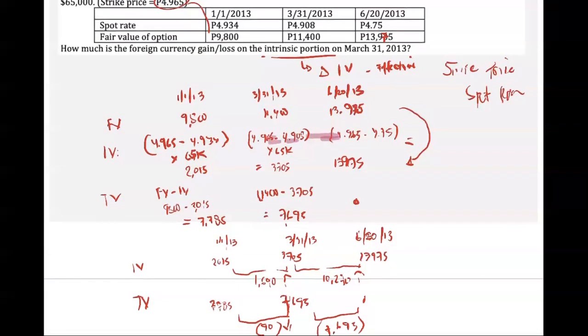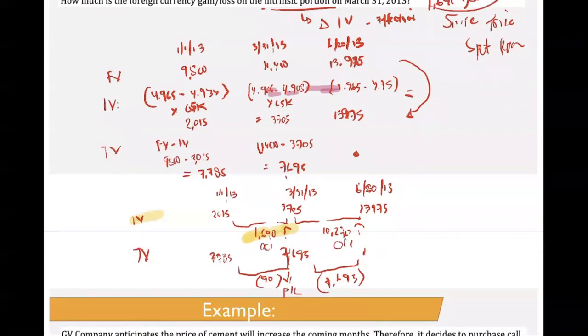So let's compute now. What is the gain or loss on your intrinsic value on March 31? Looking at intrinsic value on March 31, we have 1,690 gain. Where do we place this one? OCI. The time value is profit or loss. Since the question is only about March 31, our answer is 1,690. But don't forget how to compute the fair value, intrinsic value, and time value.